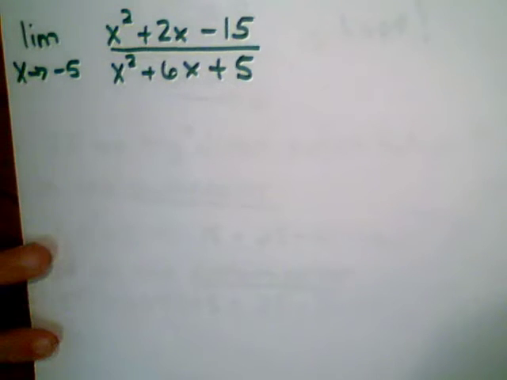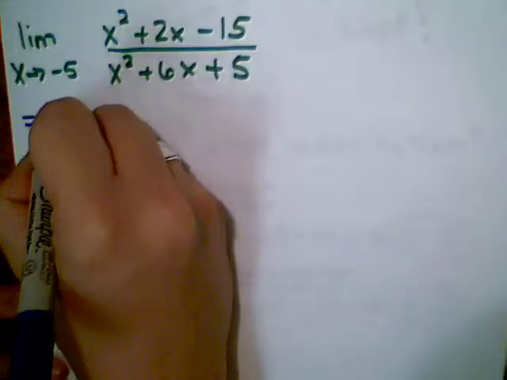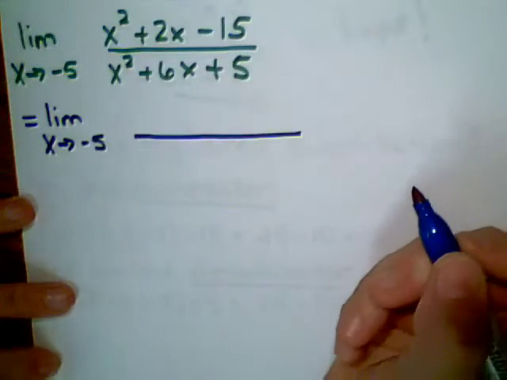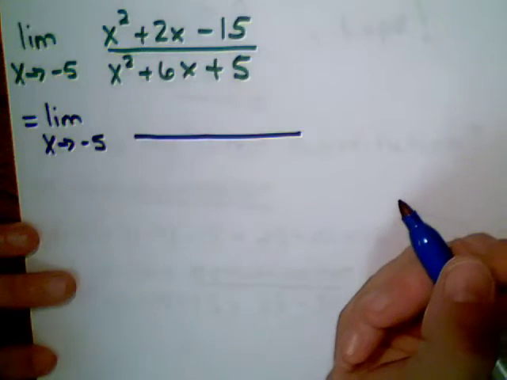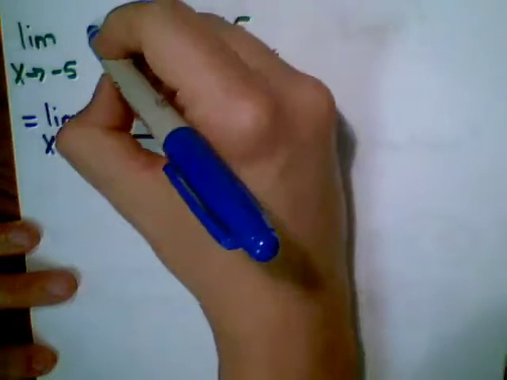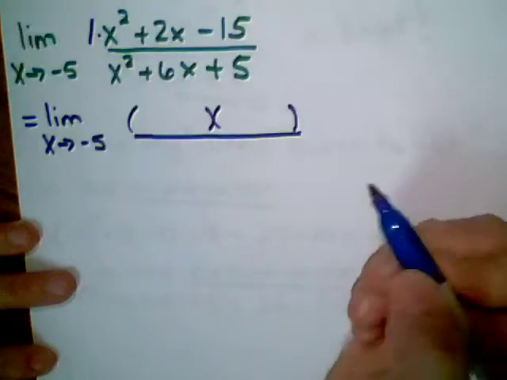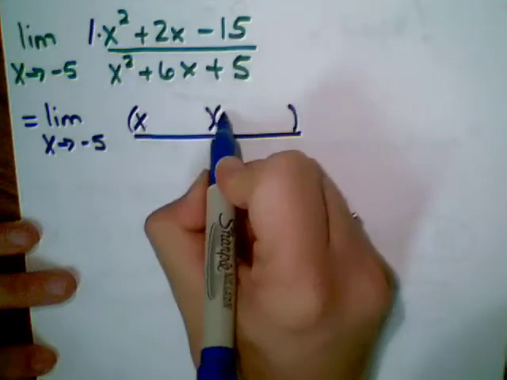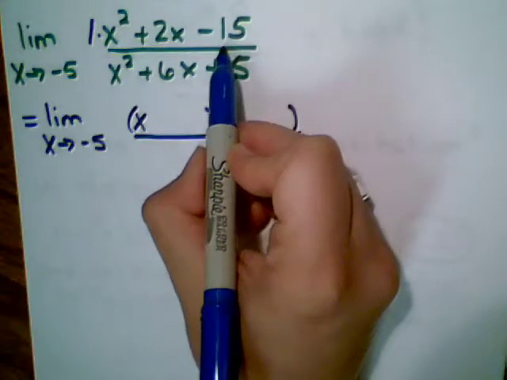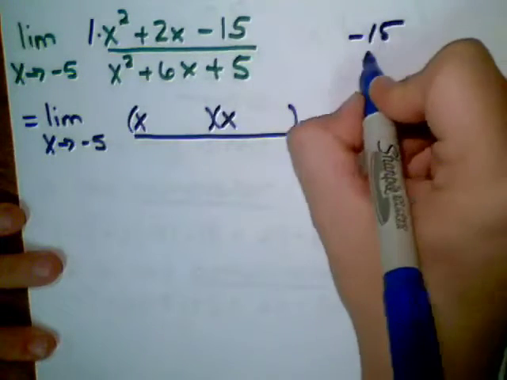Okay. So we actually start over again. We're going to rewrite this limit by factoring the numerator and the denominator, seeing if there's any common factors. I have a trinomial up top, and the leading coefficient is an understood 1, so we're going to try factoring the trinomial into 2 factors, each starting with an x. Then we're going to look at the constant, which is -15, and ask ourselves, are there factors of -15 that add up to 2?